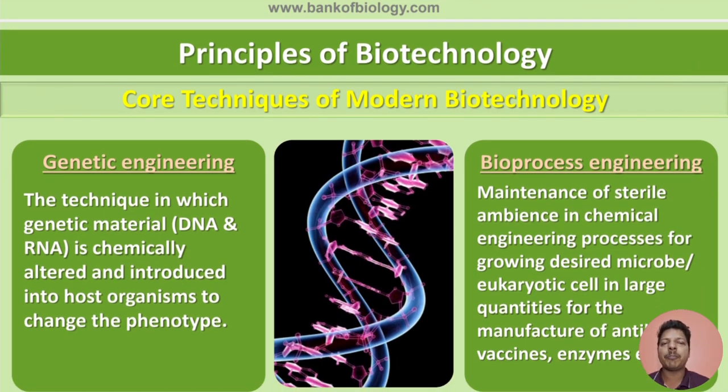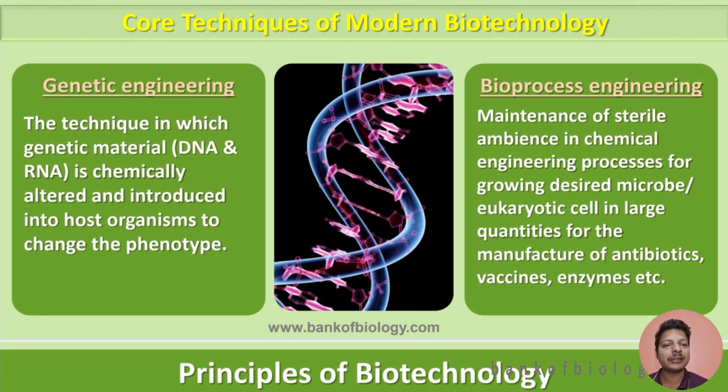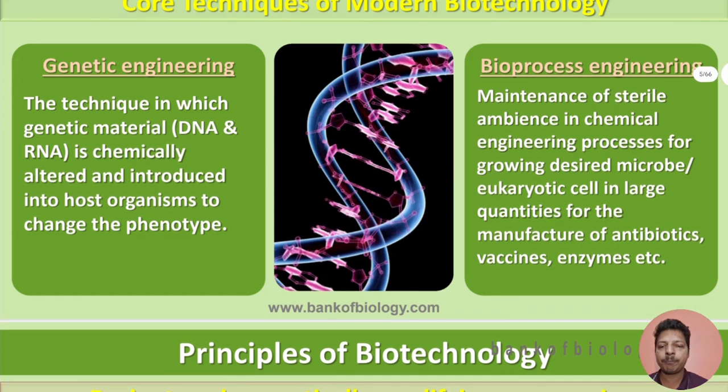Coming to core techniques of modern biotechnology, it is of two types, genetic engineering and bioprocess engineering. Coming to genetic engineering, the techniques in which genetic materials DNA and RNA are chemically altered and introduced into host organisms to change the phenotype. And bioprocess engineering says that maintenance of a sterile ambience in chemical engineering processes for growing desired microbes or eukaryotic cells in a large quantity for the manufacture of antibiotics, vaccines, enzymes, etc.